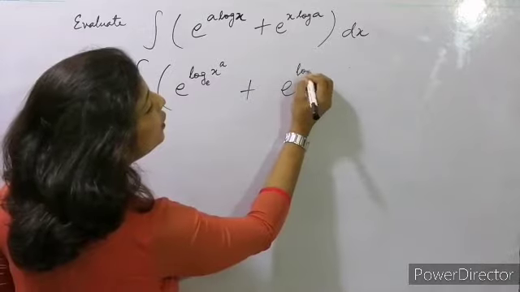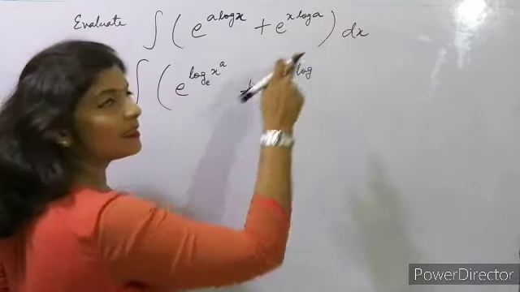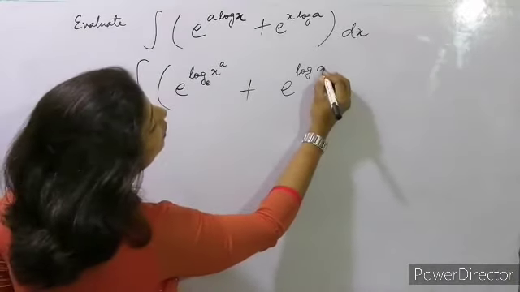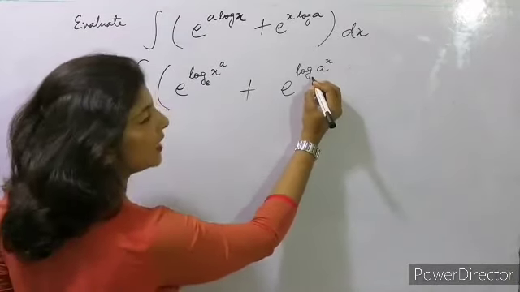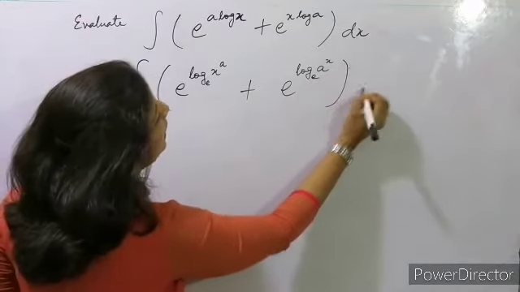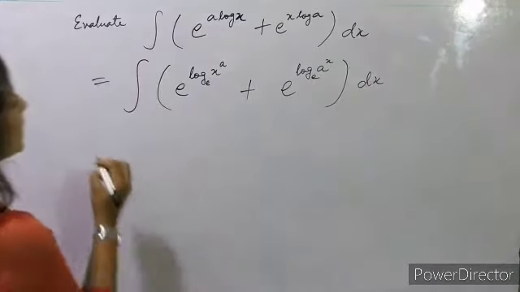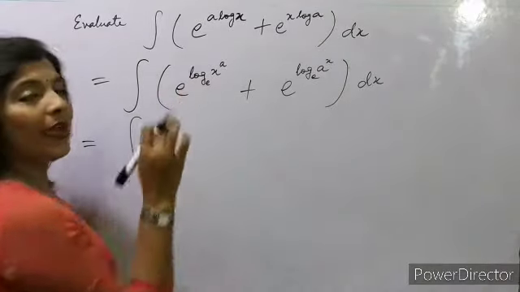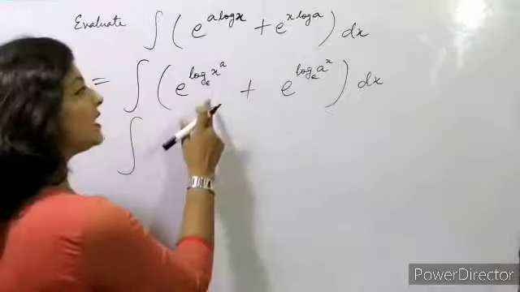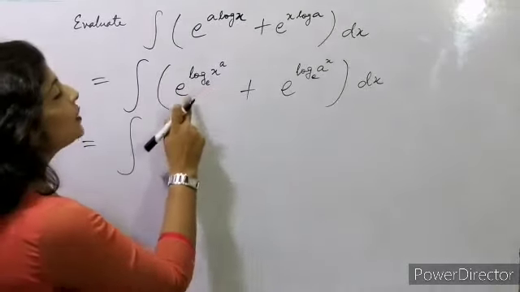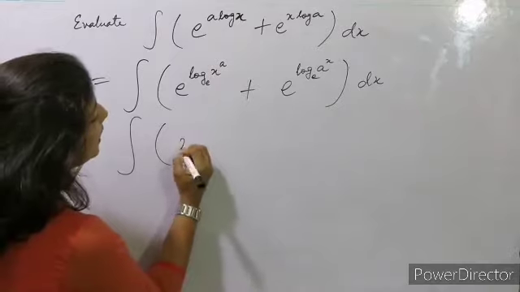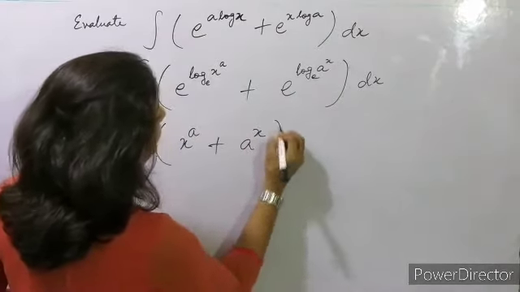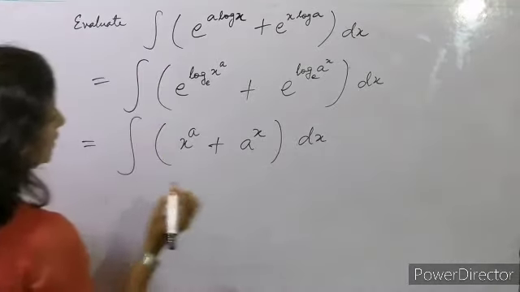e to the power x log a means log of a to the power x. So log of a to the power x, and this is also natural log, so base e. Okay, and so now e to the power log x to the power a, base e. Okay, when base is e, in that case the value will be x to the power a, and for this one the value will be a to the power x. Okay, with respect to x we have to find out.